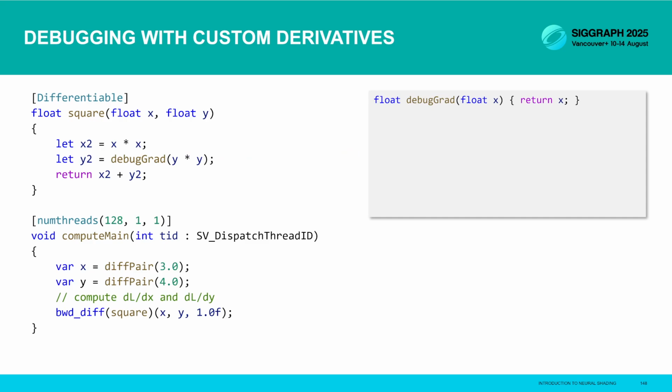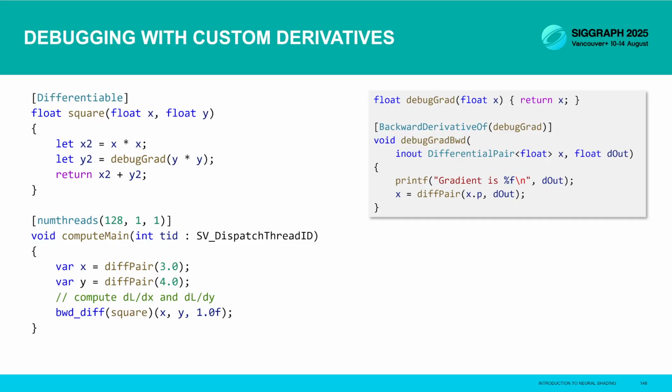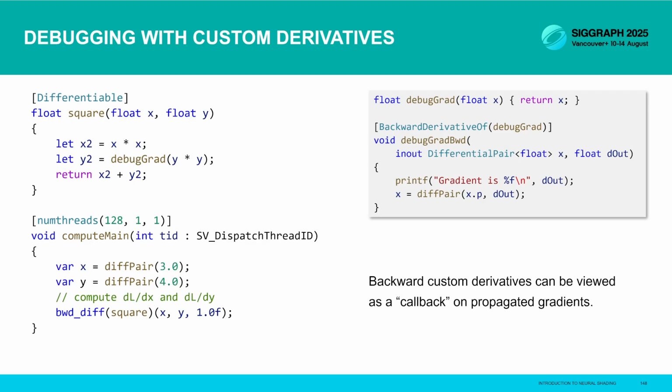The answer is we can introduce a trivial function called debugGrad that simply returns the parameter as is. And then we can write a custom backward gradient function for debugGrad that prints dout and propagates dout through the differential pair for x. With that helper function, you can then wrap any term in a differentiable function with debugGrad, which will cause the backward gradient function to print out the gradient for that term while keeping the primal computation identical. This pattern can be very useful in debugging gradient values when writing differentiable code.